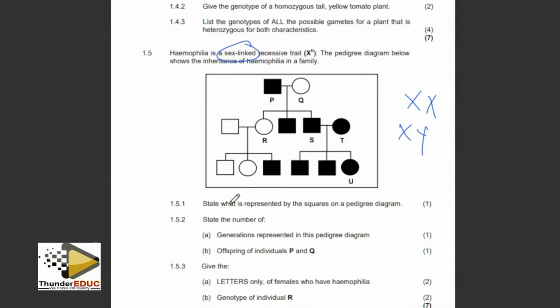They are saying, state what is represented by a circle or a square in the diagram. I wanted to tell you that sometimes we don't bring the key. A box is a male. A circle is a female. Sometimes they don't give you that key. You have to go to the exam when you know that. All right.